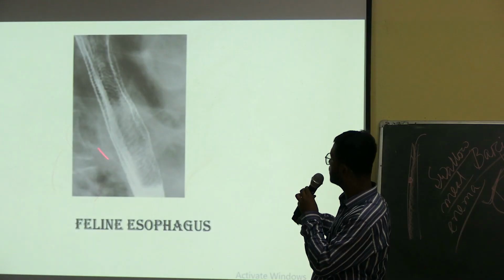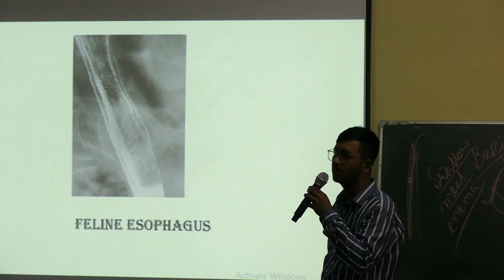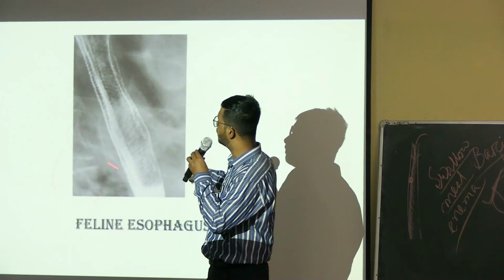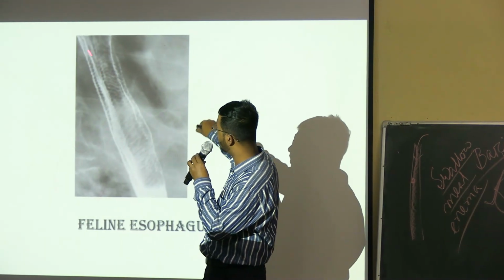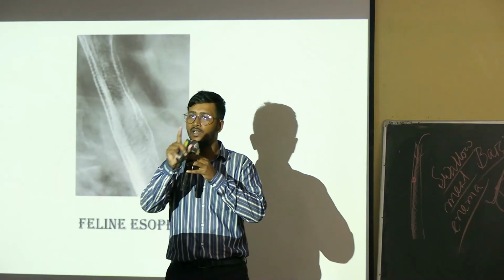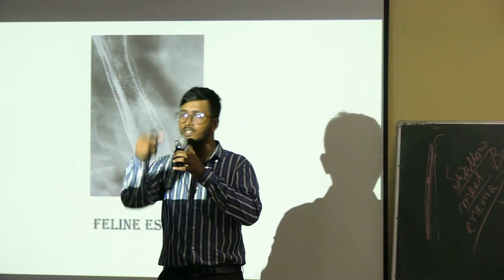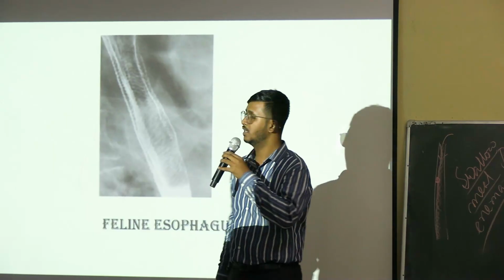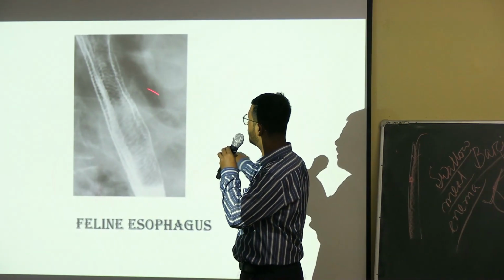This is feline esophagus, which is seen in case of any eosinophilic infection, okay? Or in case of tuberculosis. We see this type of picture where there are many spiral things in the esophagus, okay? The folds become spiral like this, okay? So this is known as your feline esophagus.